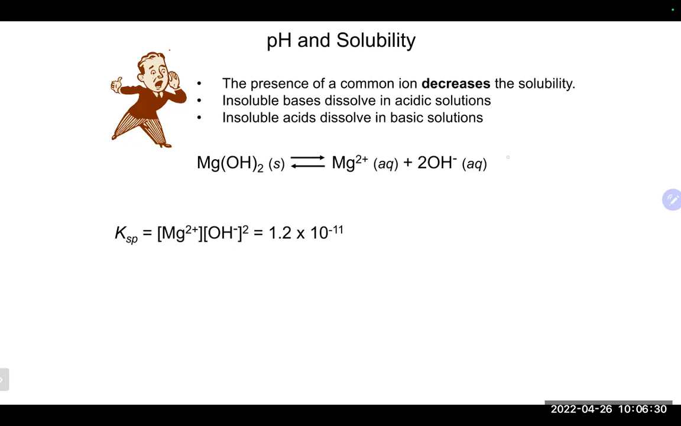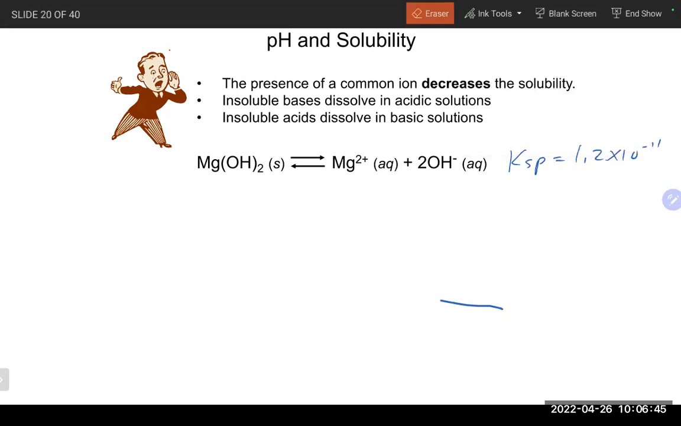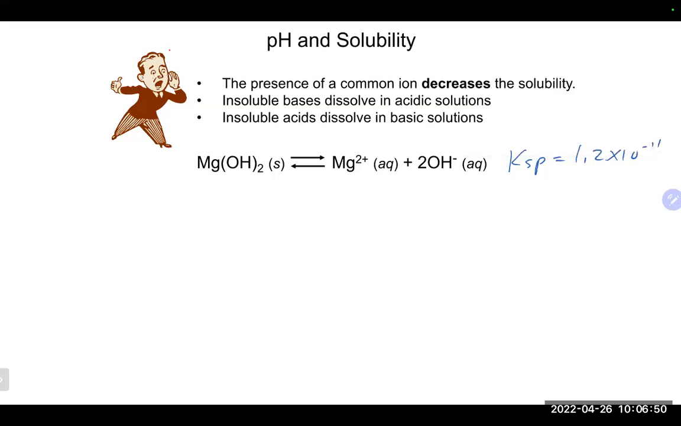here the Ksp is 1.2 times 10 to the minus 11. So if we ran through the calculation like we did previously, we would go initially here 0 and 0. Change here would be plus S and plus 2S. Again, getting us to equilibrium of S and 2S.